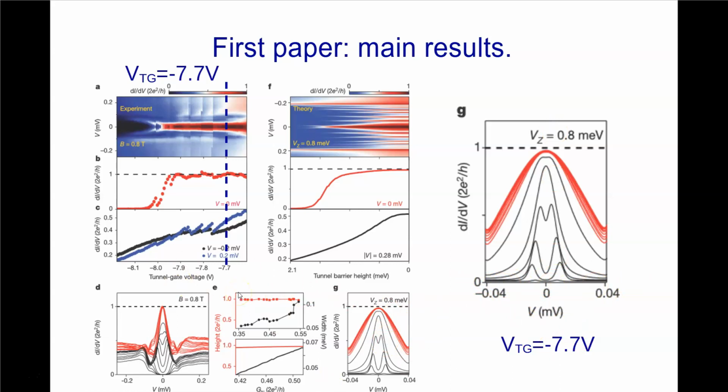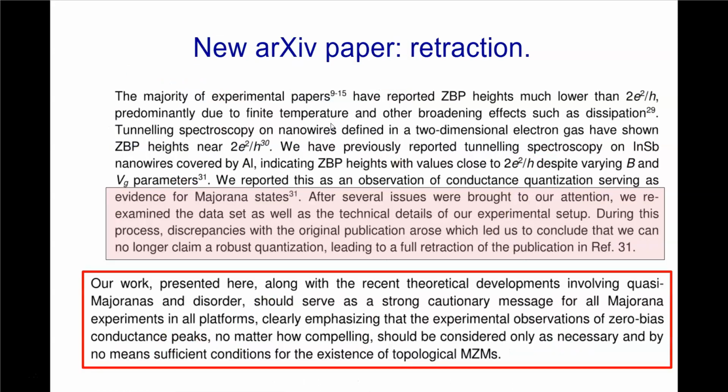so okay, look at this data, say, wow, that's impressive. Now, let's go to the retraction paper where they revisit these results, okay? So this is the January paper in the arXiv, where they state the following, right? This is right at the introduction. The majority of the experimental papers have reported zero bias peaks much lower than 2e squared over h. Tunnel spectroscopy on nanowires defined in a 2D electron gas showed heights near 2e squared over h, which is very similar to the abstract of the original Nature paper, if you look.